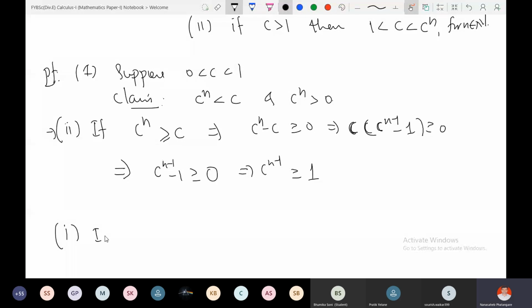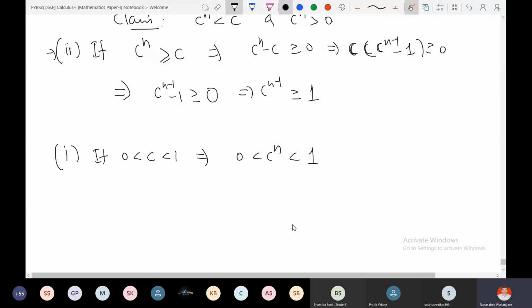If 0 less than c less than 1, then 0 less than c raised to n is less than 1. First of all, prove this, and then I can directly use it in this case. Right? Is it clear what I want to say?